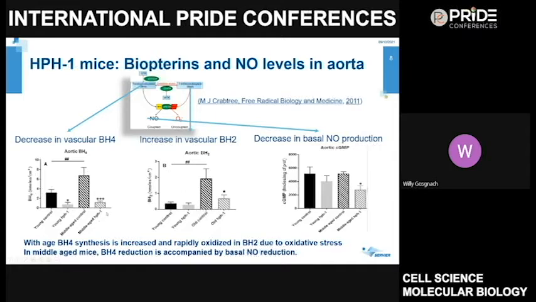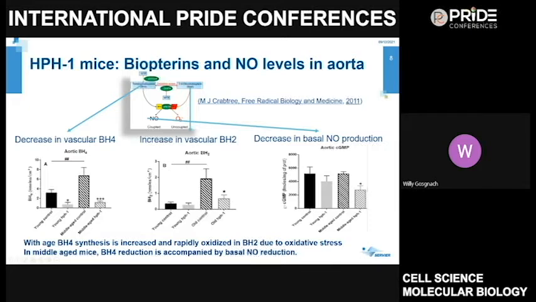In the BH4 deficient animals, we have a huge reduction in BH4 level in the aorta, either in the young animal or in the middle-aged animal. This is associated with a reduction in BH2 only in the middle-aged animal. And this reduction in BH2 is smaller than the reduction in BH4, once again showing that a big part of the BH4 that is produced is rapidly modified into BH2.